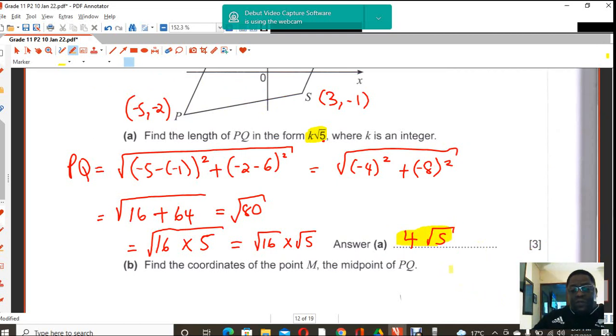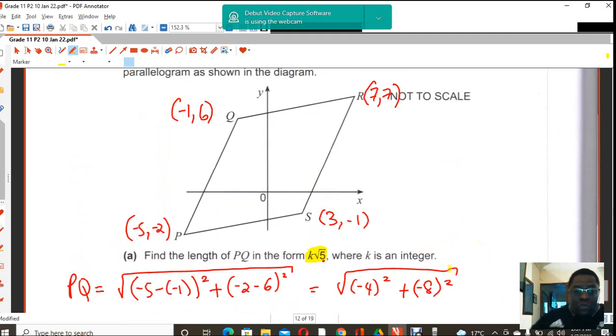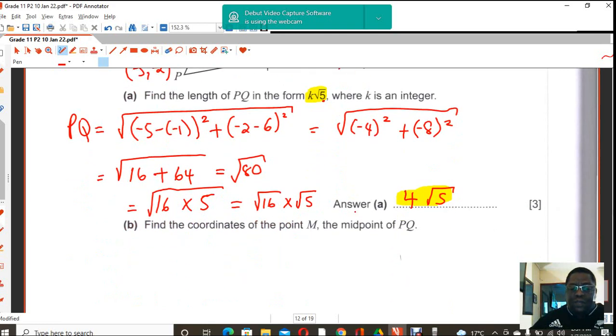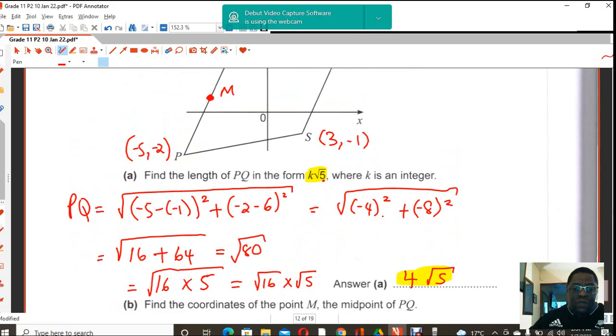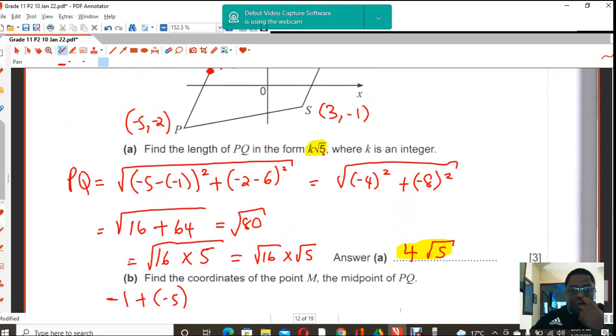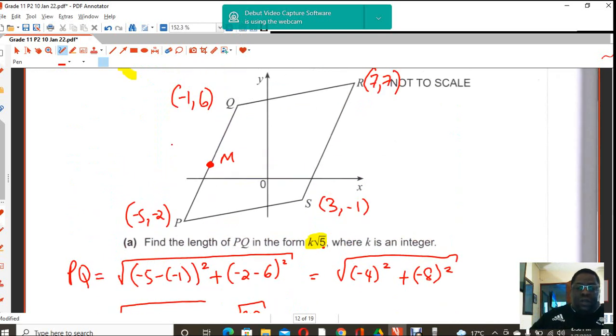Then they say find the coordinates of the midpoint M of PQ. So if you look at the diagram, the midpoint is going to be somewhere around about here. Okay, if I have to say so myself. So in order to find the midpoint, you're going to take the x values, add them, and divide by 2. So I'm going to say -1 plus -5 divided by 2. These are the x values. And you could have started with the other one on top, it doesn't matter. So I started with -5, so I'm going to then continue.